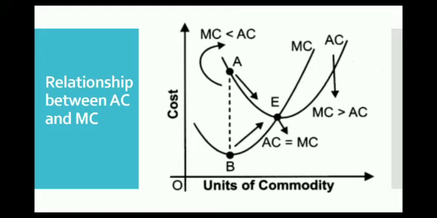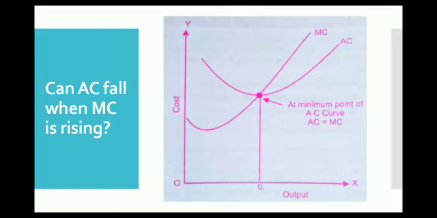When the MC curve is rising, it cuts the AC curve at its minimum point E, and after that, MC is above AC. Next, can AC fall when MC is rising? The answer is yes. AC can fall when MC is rising. However, it is possible only when MC is less than AC. It means that as long as the MC curve is below the AC curve, AC will fall even if MC is rising.